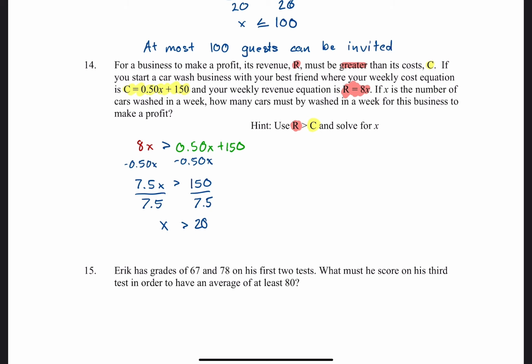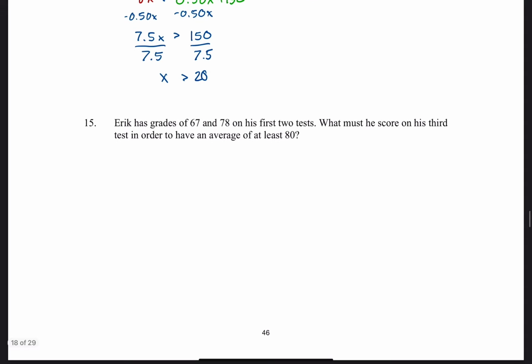And lastly, 18. Eric has grades of a 67 and a 78 on the first two tests. And what must he score on the third test? So this third test is our unknown, to an average of at least 80. So recall that for an average, what you need to do is add whatever items together, and then you divide that by the number of items. So again, that right there is just your average.